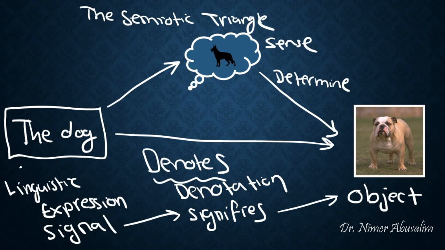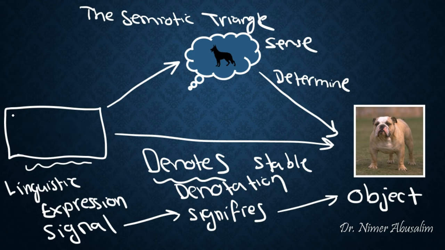The word dog as a signal or as a linguistic expression also has a stable relationship in that it always denotes an object in the world that qualifies as dog. So denotation is also a stable relationship. Reference, on the other hand, just like we mentioned before, is a speaker act. It has to do with the speaker and their intentions and the context it was used in. So for example, instead of the dog, I could have easily referred to it as that ugly thing.